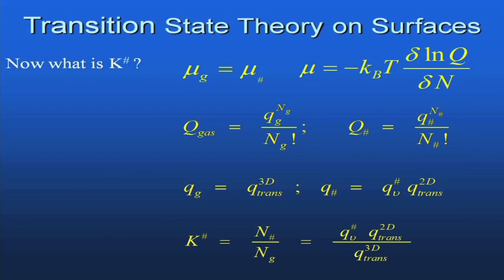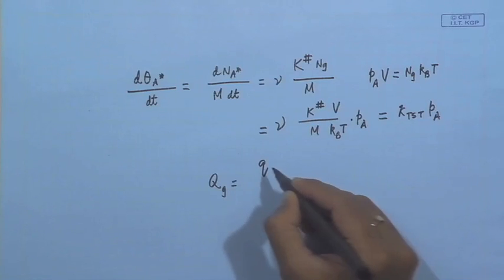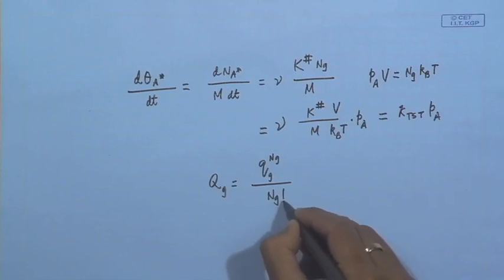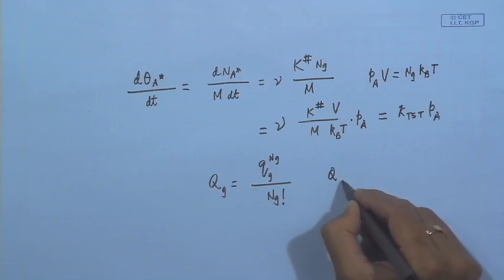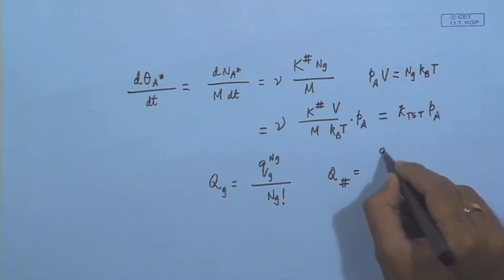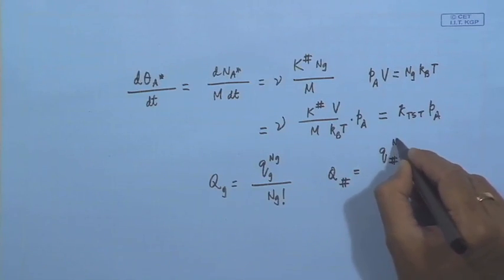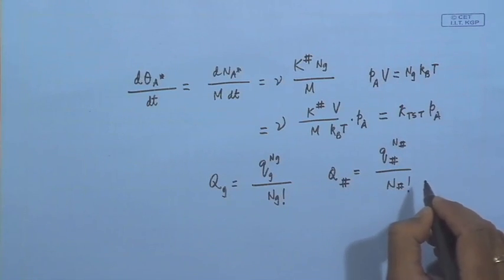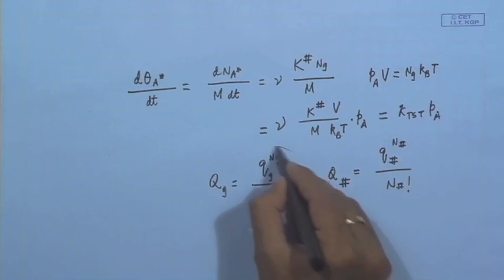and if you apply your statistical mechanical expressions from the partition function, then mu = -k_B T del ln Q / del N, and total Q_gas is equal to the individual gas particle q to the power N_g divided by N_g factorial, and in the same way total Q double dagger is equal to q double dagger to the power N double dagger divided by N double dagger factorial.